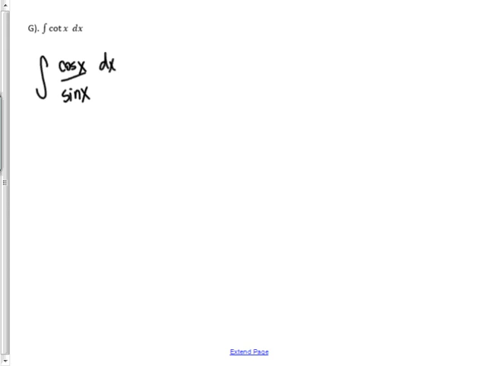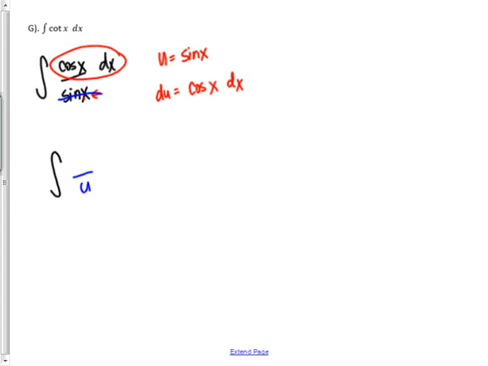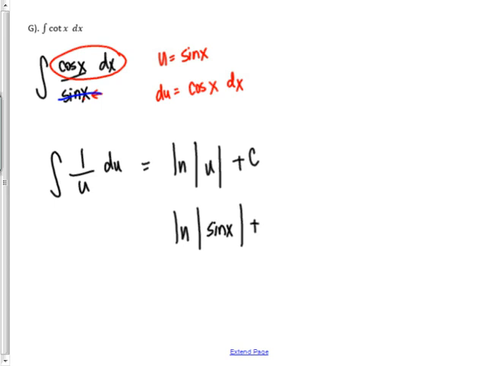Then it makes it pretty easy to call u the bottom. Then du would be, well, the derivative of sine is cosine, and that's exactly what I have. I have u on the bottom, and I have du. So let's switch it over. I'm going to call u the bottom, and I like to put my 1 on the top. Then cosine x dx is exactly what I need for du. So this is natural log of the absolute value of u plus c, and you want to switch it back: natural log of the absolute value of sine x plus c.